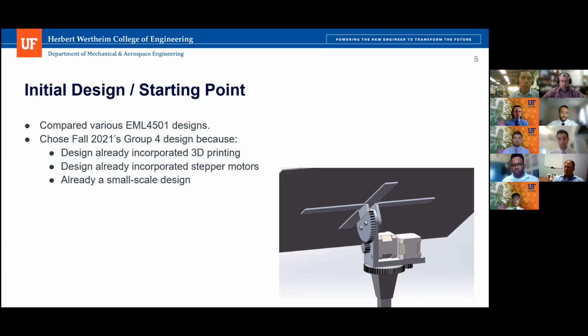A couple of things distinguished it from other designs: the 3D printed parts it already had incorporated, the fact that it already had NEMA 17 stepper motors incorporated into the design, and it was already a small scale compact design. All of this went nicely with some of the constraints that we had in class, which were a 4-month timeline, so we had to finish within a semester; the fact that we were highly encouraged to 3D print to rapid prototype; and the fact that we were going to be given specifically NEMA 17 stepper motors to actuate motion. So it ended up going nicely with those constraints.